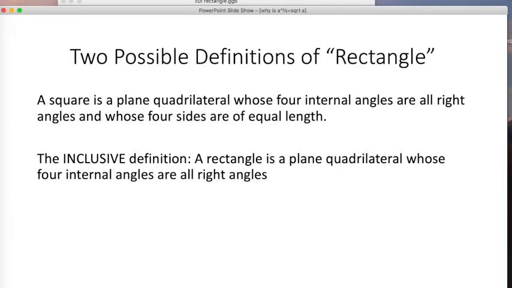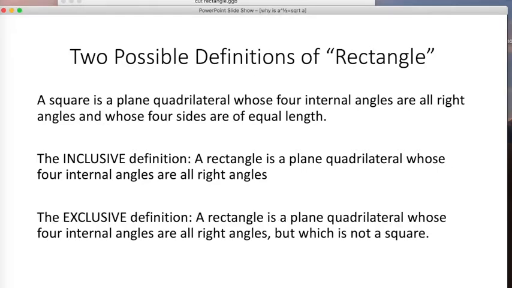What I've called the inclusive definition here: a rectangle is a plane quadrilateral whose four internal angles are all right angles. If we adopt that definition, then a square is going to be a special case of a rectangle. And the exclusive definition is exactly the same, except that it ends "but which is not a square." If we adopt that definition, squares and rectangles are completely different. So how are we to choose between these two definitions?